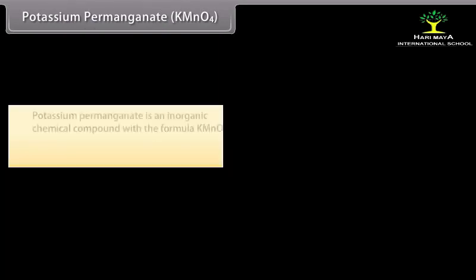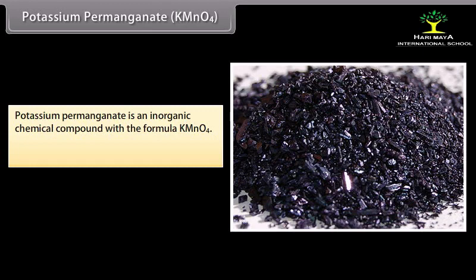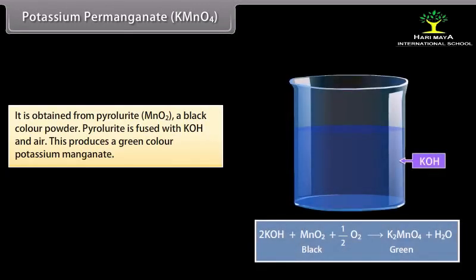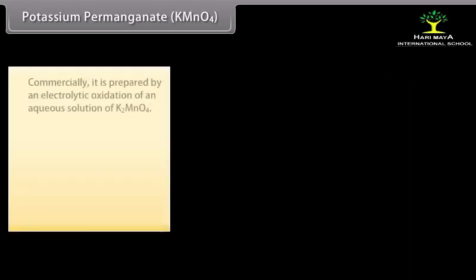Potassium permanganate, KMnO4. Potassium permanganate is an inorganic chemical compound with the formula KMnO4. It is a salt consisting of K+ and MnO4- ions. It is obtained from pyrolusite, a black color powder. Pyrolusite is fused with KOH and air. This produces a green color potassium manganate.